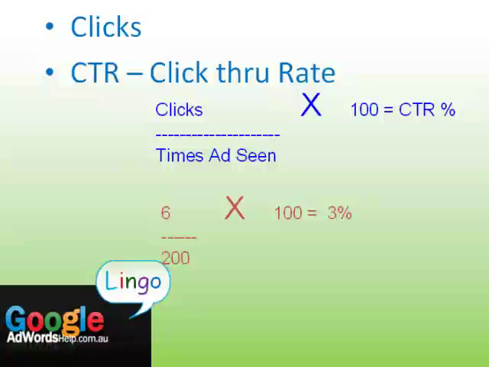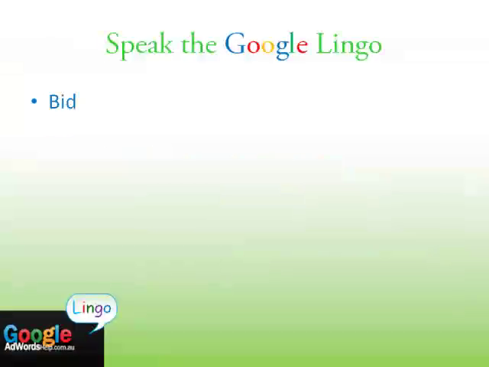CTR is a very important number in AdWords. It's one way of telling Google exactly how relevant your ad is to the people. The higher the percentage, the better for you.